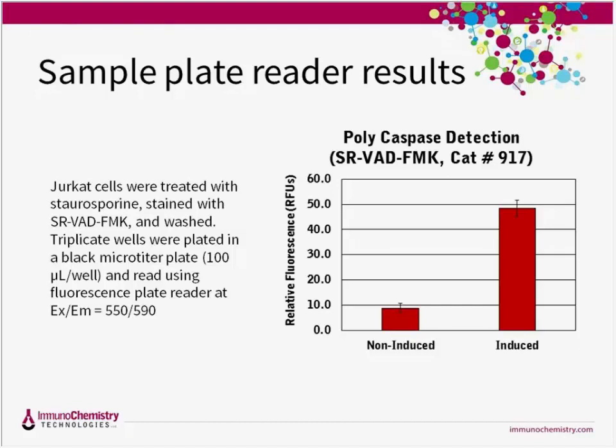Next, we have some sample plate reader results. Again, we're looking at Jurkat cells. These cells were treated with staurosporin, and then this time they were stained with our red polycaspase detection reagent, SR-VAD-FMK. They were washed, and then they were read on a plate reader with excitation and emission settings of 550 and 590. And again, we see a strong increase in fluorescent signal within the induced population.